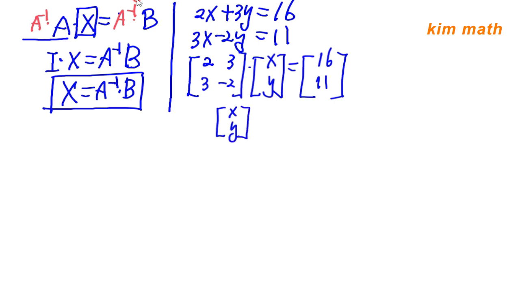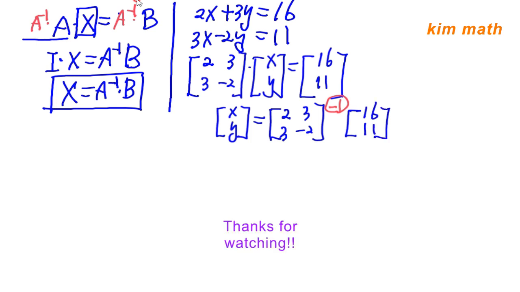What is x, y? Here, 2, 3, 3, negative 2, inverse, don't forget this part, and times the matrix B, in this case 16, 11. Okay, this is the concept.